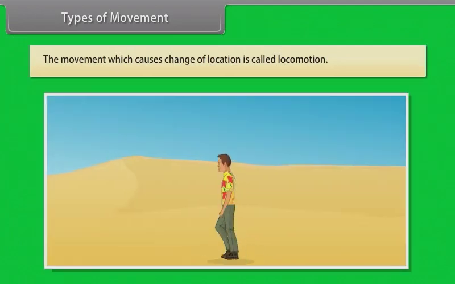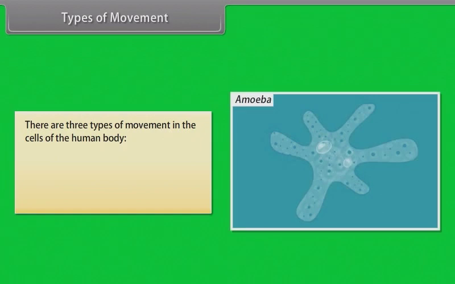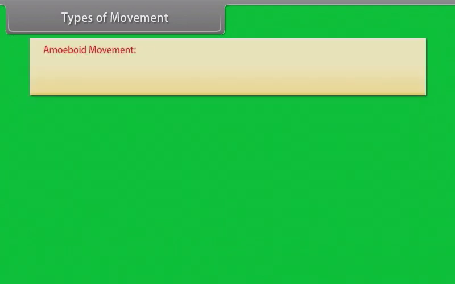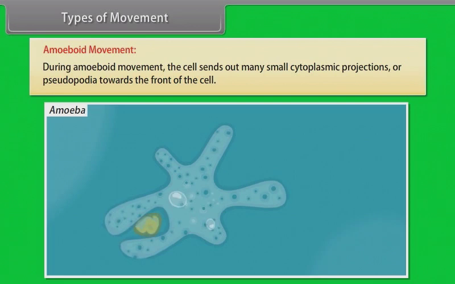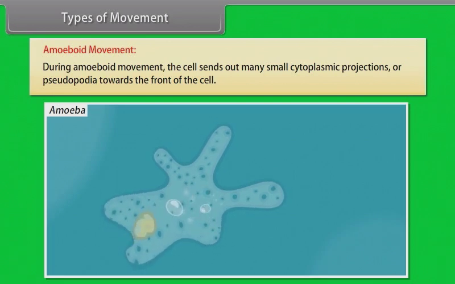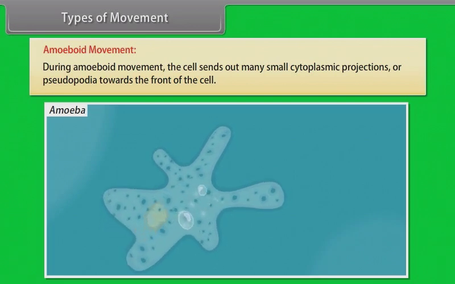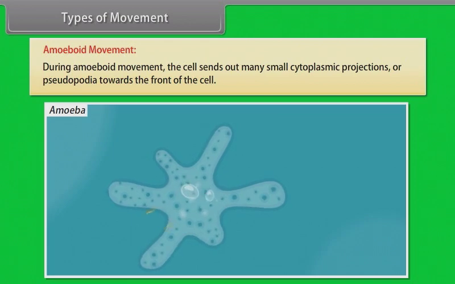Types of movement. The movement which causes change of location is called locomotion. There are three types of movements in the cells of the human body: Amoeboid, Ciliary, and Muscular. Amoeboid movement. During amoeboid movement, the cell sends out many small cytoplasmic projections or pseudopodia towards the front of the cell.